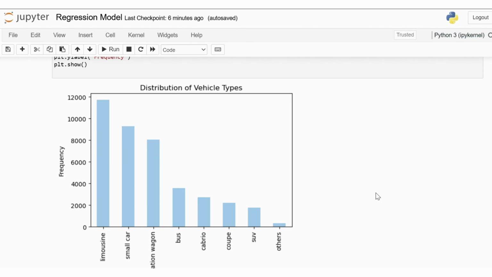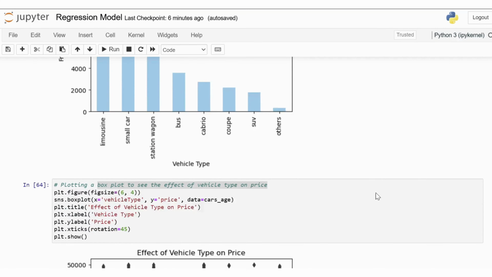The plot shows a clear hierarchy in the popularity of vehicle types, with limousines being the most common and others being the least common. This distribution can help us understand the dataset better and potentially identify patterns or trends related to vehicle types. For instance, if we were to analyze car prices, knowing the distribution of vehicle types could help us see if certain types of cars are priced higher on average. Now, let's explore how the vehicle type variable affects the price by plotting a box plot.